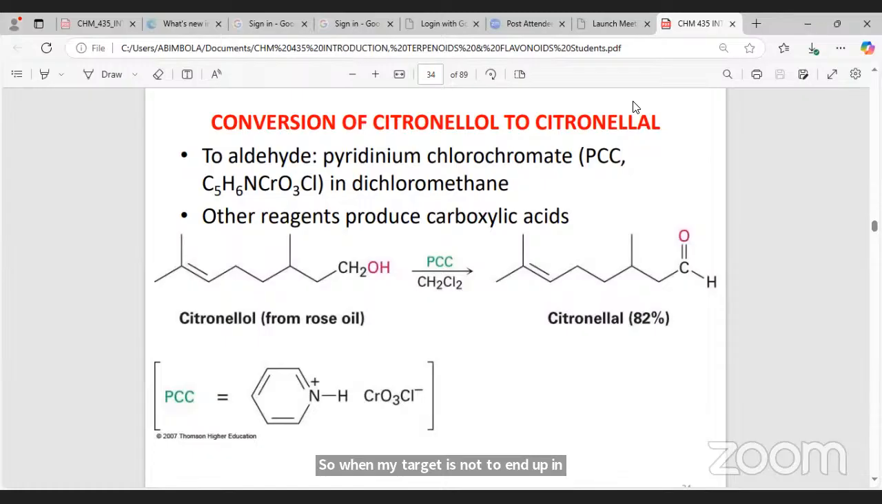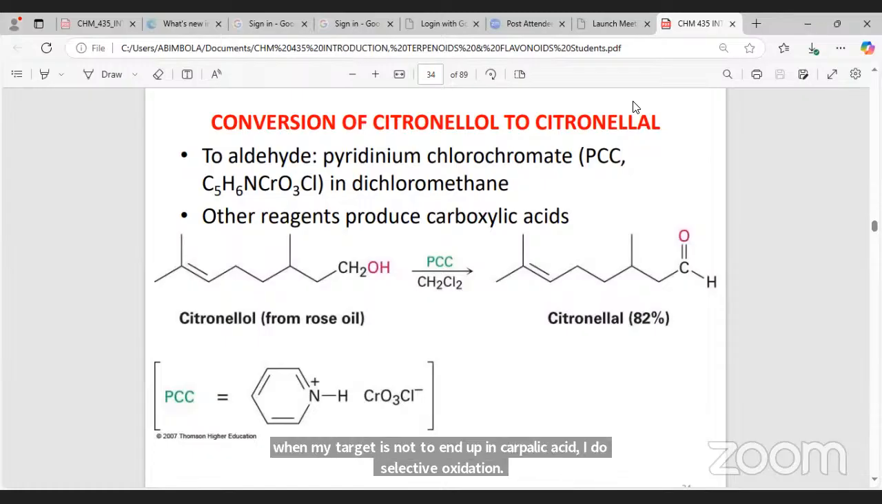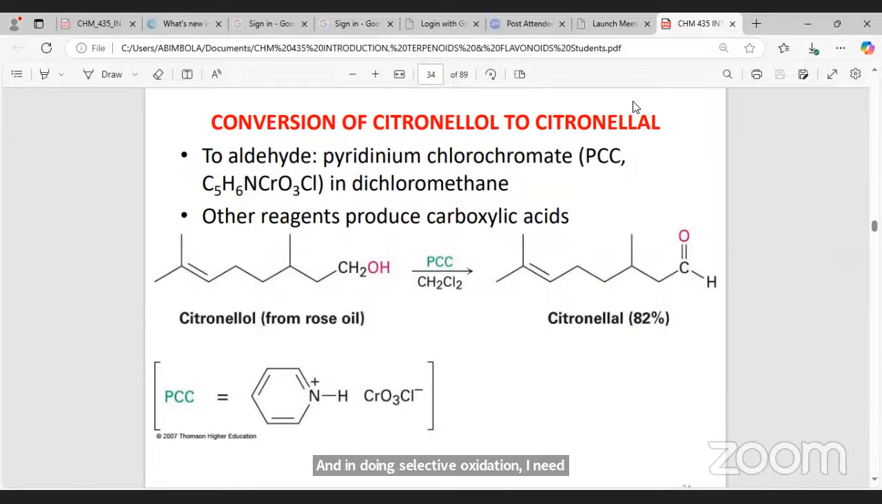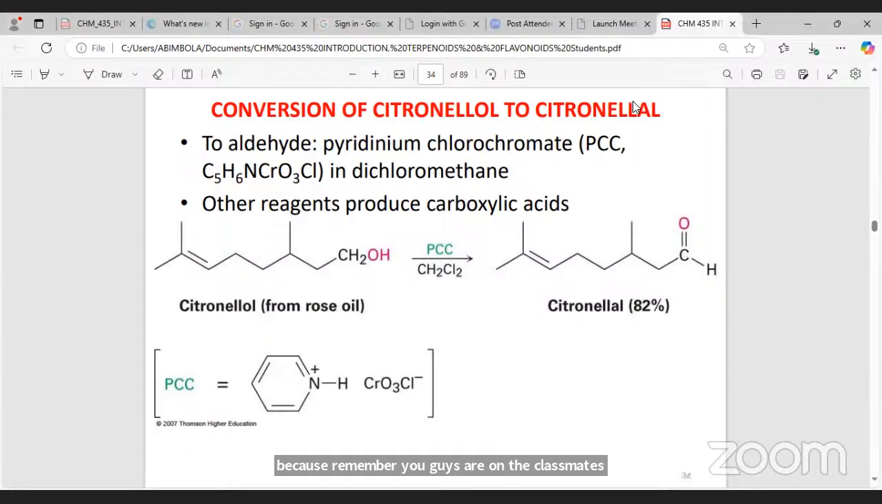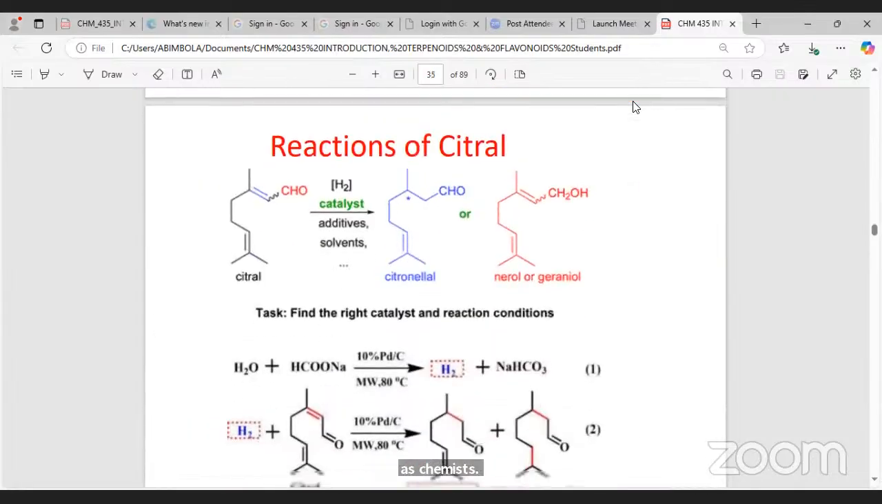And in doing selective oxidation, I need PCC, pyridinium chlorochromate. You should be able to know the name, because remember, you are on the last plate as chemists. The next slide. Any question?